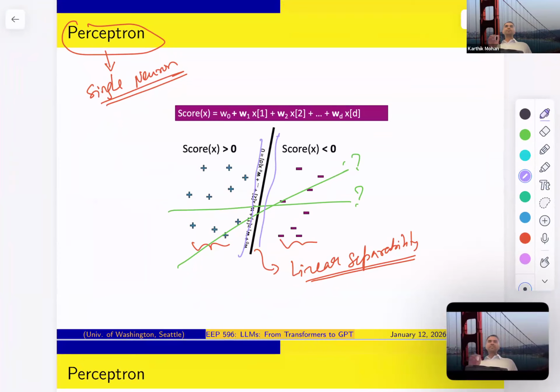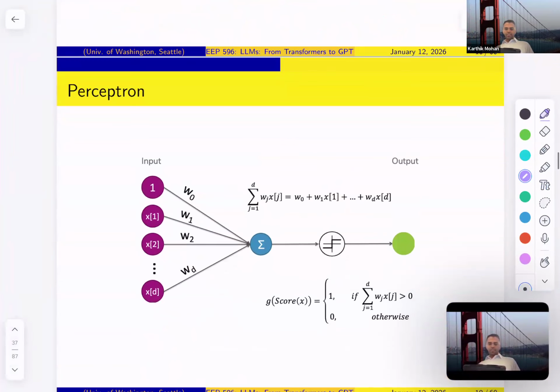So linear separability is like the simplest assumption you can make in classifying data points into a positive class or a negative class, because you can have more complex separations. You can have nonlinear separability, and that's where the next level of logistic regression or deep learning models come in. Okay. So perceptron is like the precursor to logistic regression.